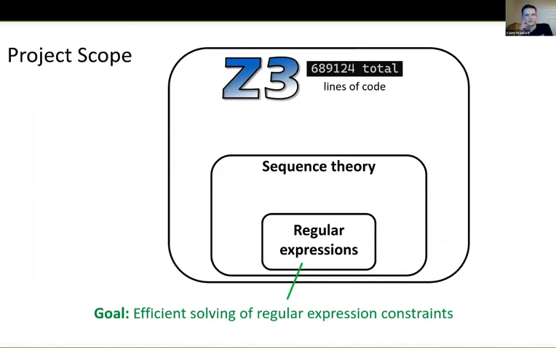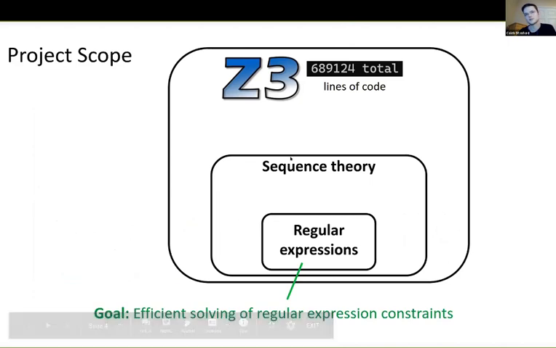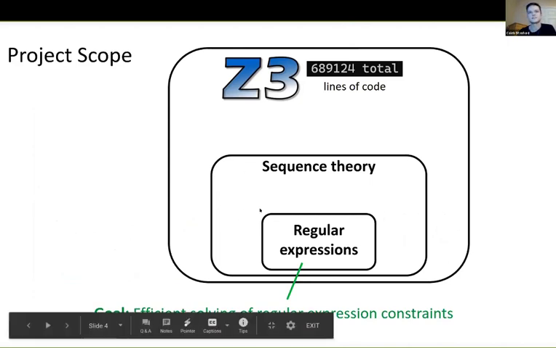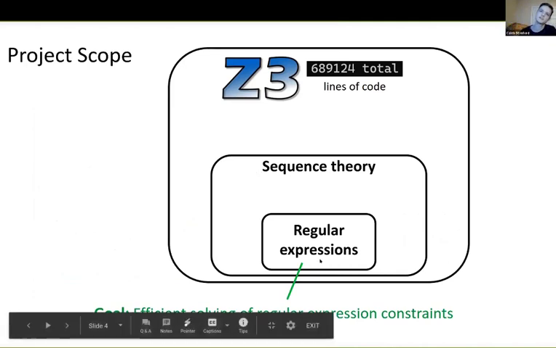Okay, so the project scope that I'm working on during the internship this summer at MSR is within Z3. Z3 is a huge project. This is how many lines of code it has. Within Z3, there's a small part which is the sequence theory, the part responsible for solving constraints involving strings. And within the sequence theory, there is a formalization of regular expressions.